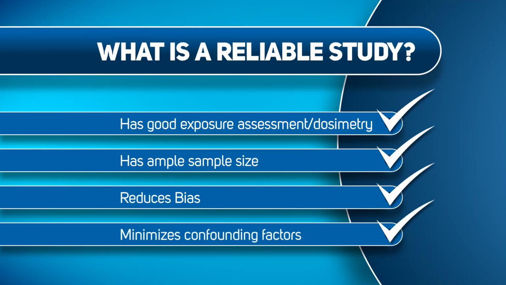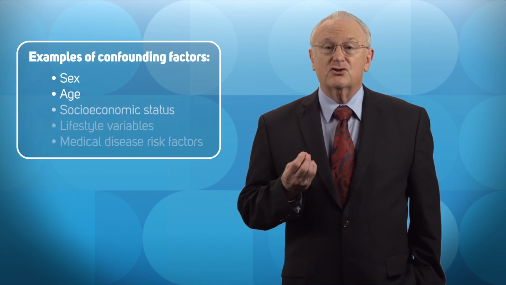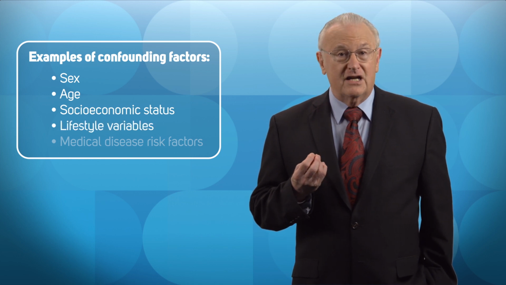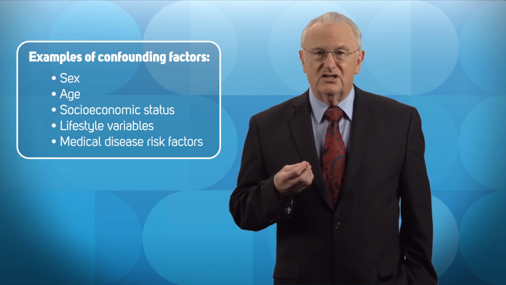Selection bias means including or excluding subjects based on exposure characteristics or on outcome. Selection bias distorts study findings and can lead to incorrect interpretations. Confounding factors are those other than radiation that could distort results if related to exposure status. Every attempt to minimize potential confounding factors should be made, such as sex, age, socioeconomic status, lifestyle variables such as smoking and alcohol consumption, and medical disease risk factors.